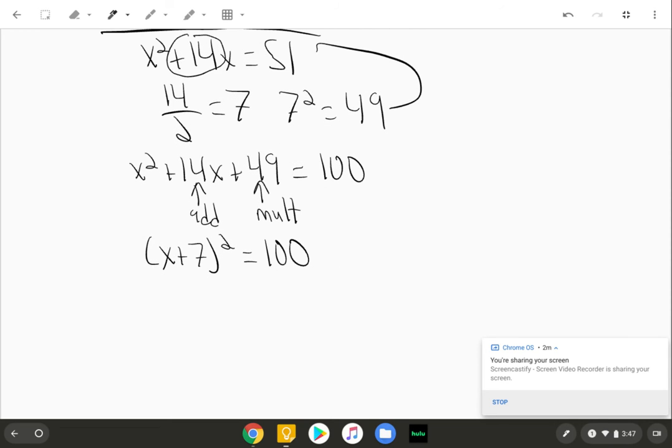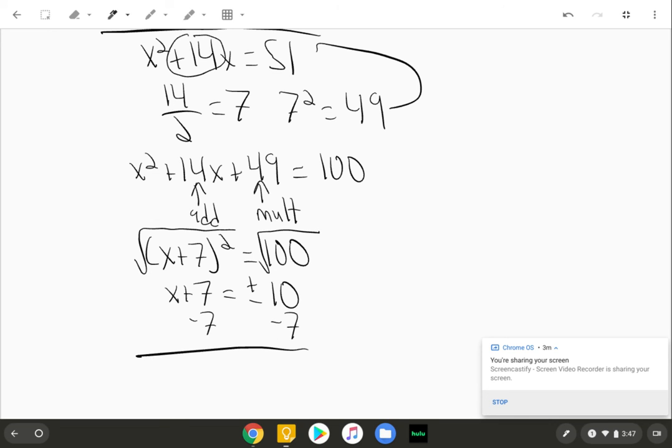Okay. Now I can go ahead and square root both sides. Square root and squared will cancel each other out. That gives me x plus 7. The square root of 100 is going to be plus and minus 10. And I'm going to finish this off by subtracting 7 from both sides.